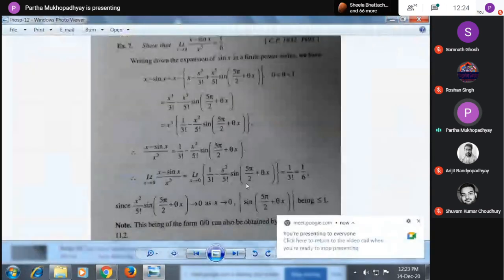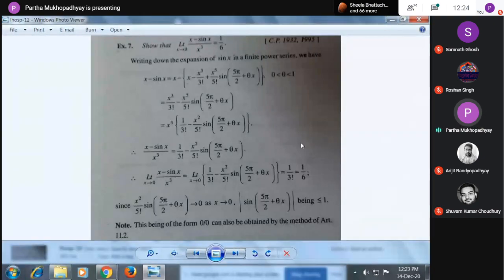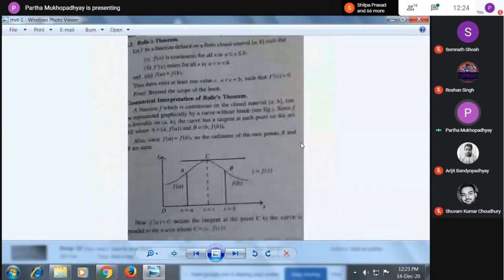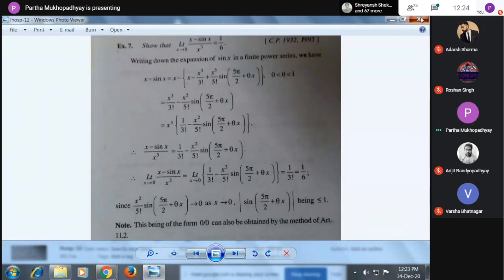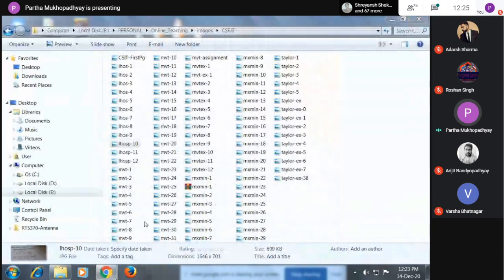Then any question on this example? Anyone? No, sir. Okay. Then I will change to the next problem. What is that? Max min Taylor.